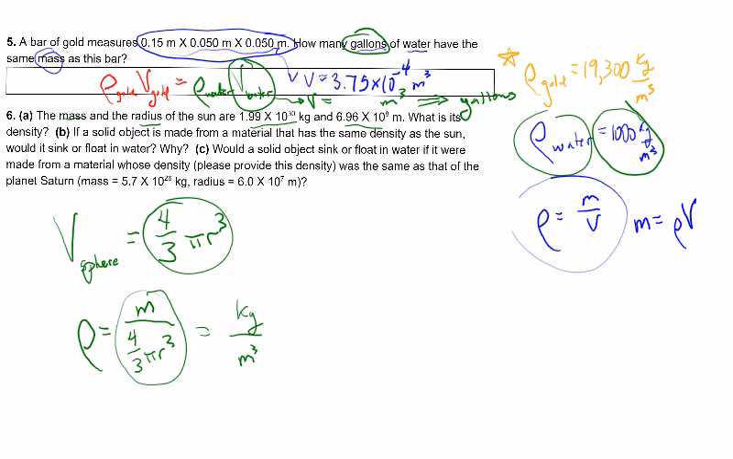And then C: would a solid object sink or float in water if it were made from a material whose density, please provide this density, was the same as that of the planet Saturn? They do the exact same thing. You're going to calculate the kilograms per cubic meter, put the density on there for C, and then tell me whether it sinks or floats. I do that with Saturn because Saturn happens to be one of the gas giants, just to see how that fits.